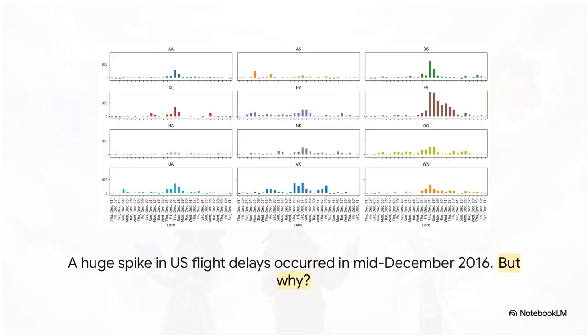Okay, take a look at this chart. Each one of these little plots is a different U.S. airline, and it's tracking daily flight delays over a month. I know, it's a lot to take in, but your eye is drawn to something, isn't it? Look at that huge cluster of spikes for almost every single airline, right around the 17th and 18th. Something definitely happened. The big question is, what?